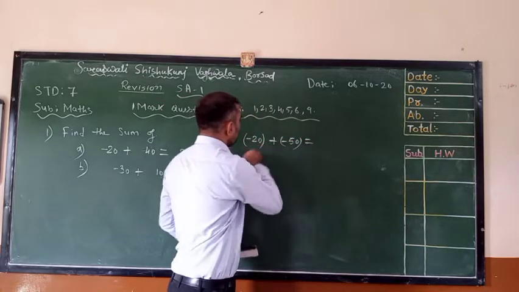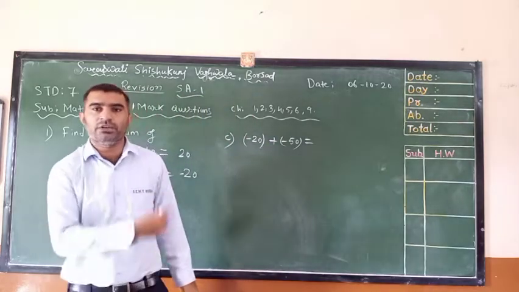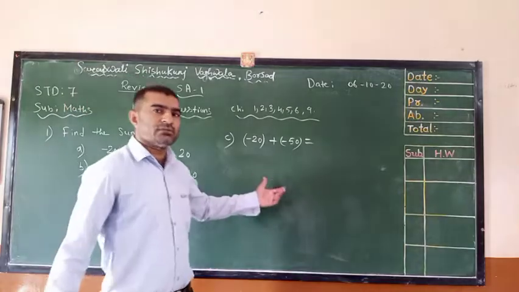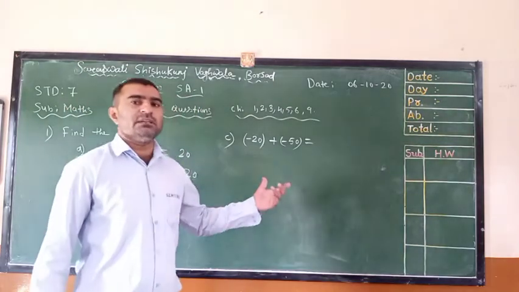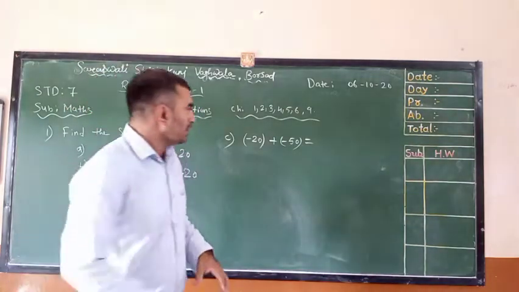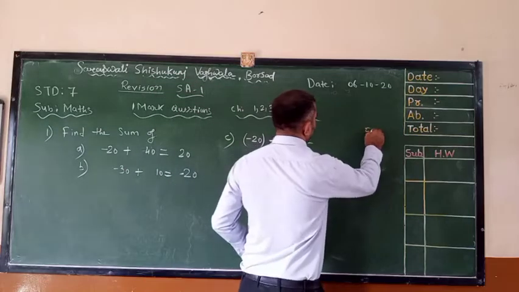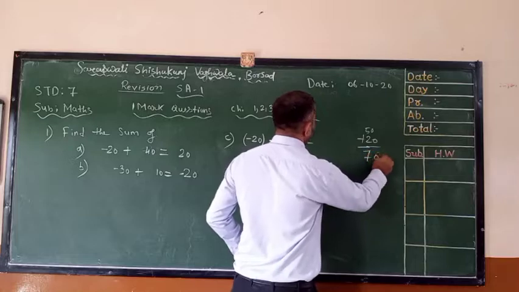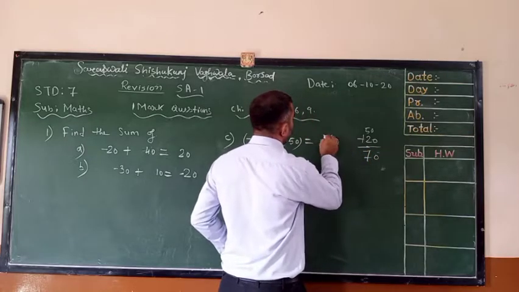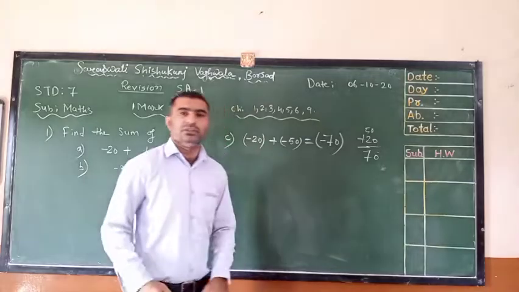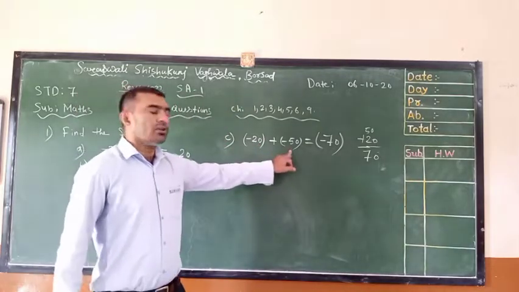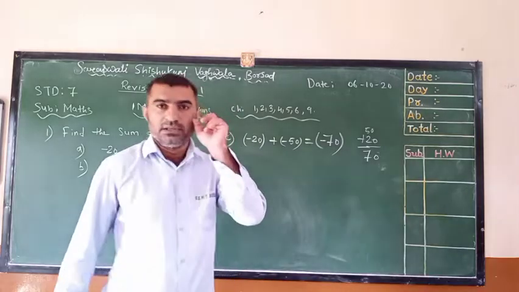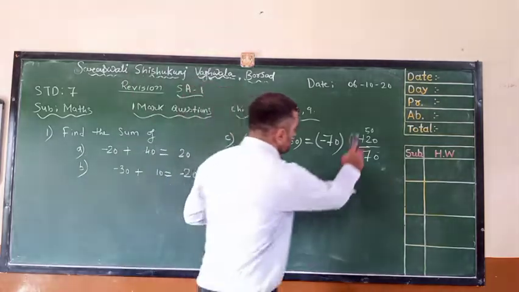The next question, C. If you have to find the sum of minus 20 plus minus 50, both the integers are negative, or we can say both integers have the same sign. If the integers have the same sign, we have to add. That means 50 plus 20, you will get 70, and the answer will be minus 70. If both the integers are negative, add the integers and put a negative sign. The result will be negative.